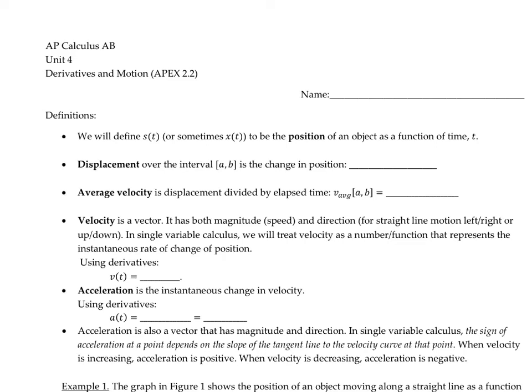Hi, this is Mrs. Villette, and this is a video for Unit 4 of AP Calculus AB, and this is an introduction to the relationship between derivatives and motion. So we're talking specifically about straight line motion here. So, for example, a car driving along a straight road or a person walking along a straight path.